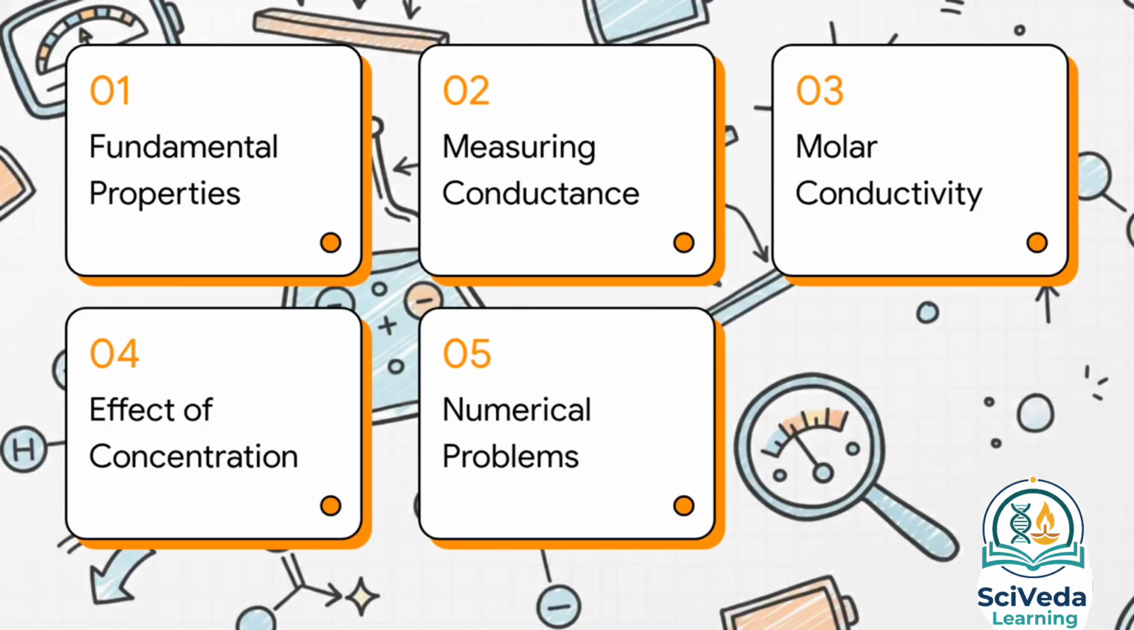Okay, so here's our game plan for today. First, we're going to start with the absolute basics, the fundamental properties that govern electrical flow. Then, we'll move into the lab to see how we actually measure this stuff. After that, we'll get into a really key idea called molar conductivity, see how concentration messes with it, and then we'll put it all together and solve some actual problems.